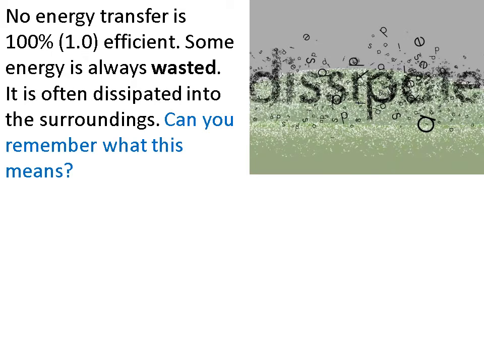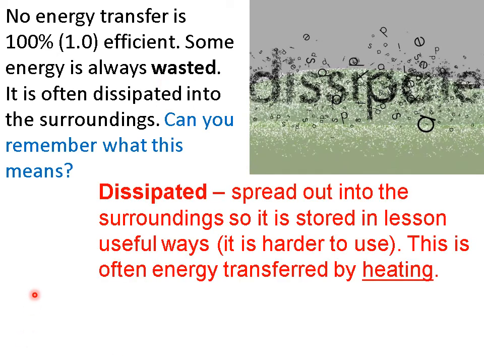So hopefully you can remember at this stage what the word dissipated means, because we talked about it last lesson and towards the beginning of this lesson. But no energy transfer is 100% efficient. Some energy is always wasted. What happens to it? It's dissipated. So that means that it's spread out to the surroundings and it's not useful anymore. We're not able to use it, and it's usually transferred by heat in some form.